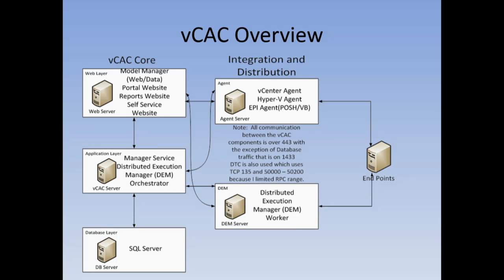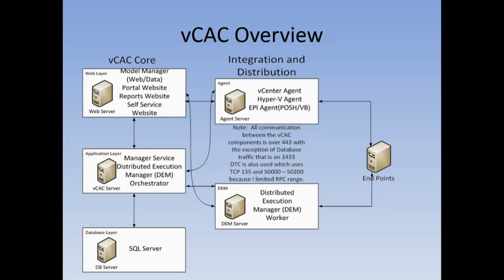So vCAC, here's an overview of how the application is laid out. As you can see here on the screen, with vCAC there's a vCAC core, and then there's an integration and distribution layer. Within the web application layer, there are basically 4 components. Within that, there's the self-service website. This is that easy button user interface that you want to present to your users, so they get that Amazon or shopping cart type feel to it.